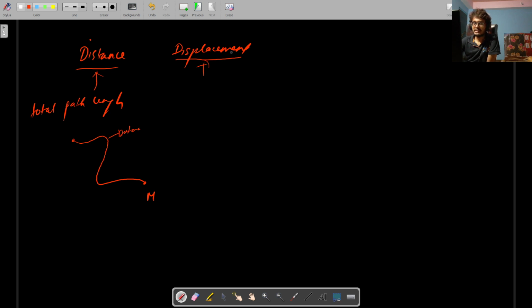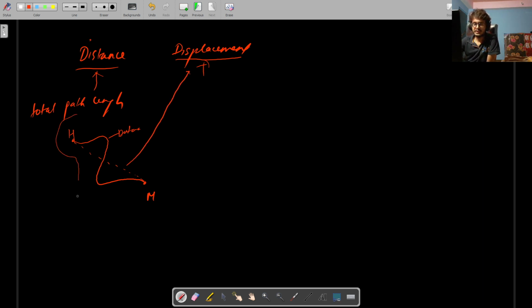Now displacement is the shortest distance between the 2 points. So what will be the shortest distance between your house and the market? Straight line. Yes, exactly. So this straight line is the displacement. Okay, so distance and displacement could differ.